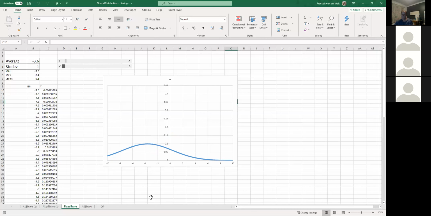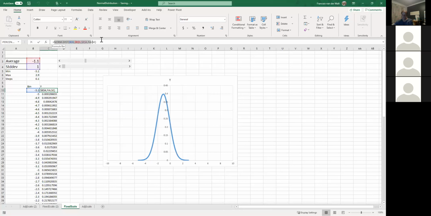Does that make sense? If you calculate the area underneath here, it will be 1. It doesn't matter if you move it, it will still be 1. And that's how the normal distribution works. Now you can see here's the formula, the normal distribution. And all you have to give it is the average and the standard deviation, and the rest is then calculated from there.